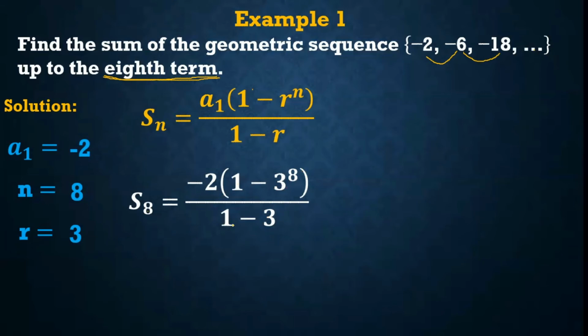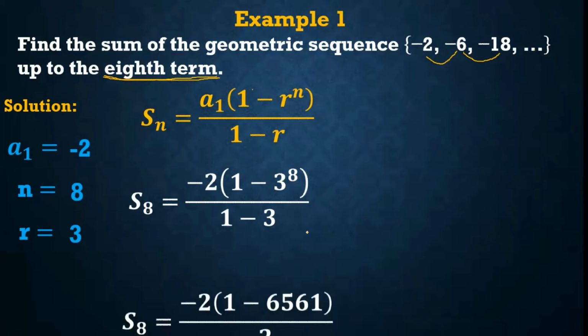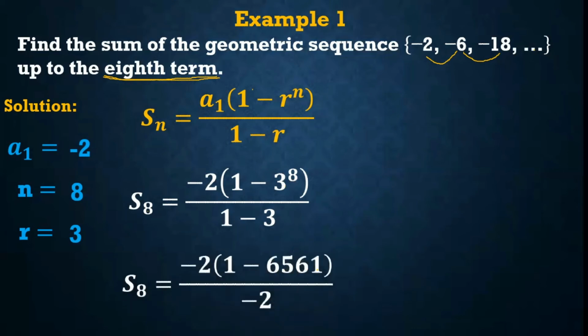So following the PEMDAS rule, unahin po natin sa loob ng parentheses, 1 minus 3 raised to 8. But we have to solve first 3 raised to 8. Okay? So 3 raised to 8, it means that 3 times 3 times 3 times 3 hanggang sa 8 po natin i-multiply yung 3. The answer is 6561. Let's copy lang po the subtraction sign dyan sa formula.